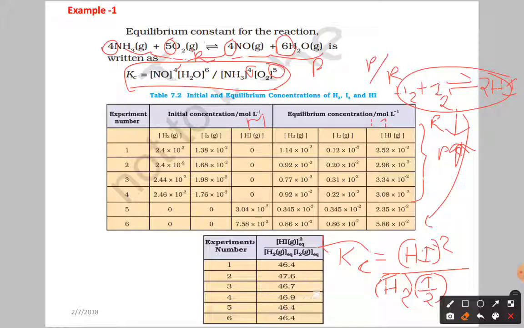So it indicates that at a particular temperature, the equilibrium constant Kc for a reaction is constant. From this table we come to know that at a particular temperature, the equilibrium constant is constant for a particular reaction. Now move to the next slide.